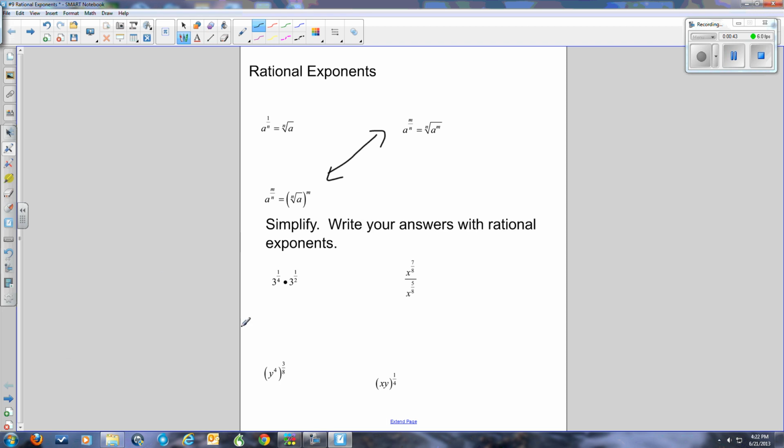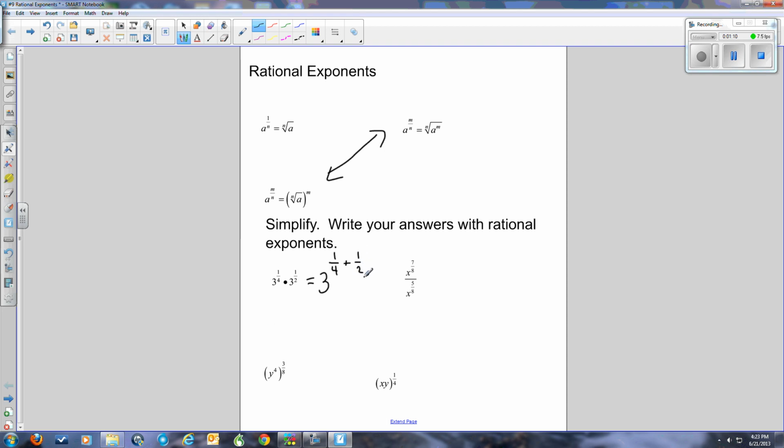Now the thing is, our rules for exponents apply like they've always done. So, for instance, we learned rules for exponents when we were dealing with integer exponents. They still apply. So if we have 3 to the 1/4 times 3 to the 1/2, basically what you're doing is just adding your exponents together. So you have 3 to the 1/4 plus 1/2.